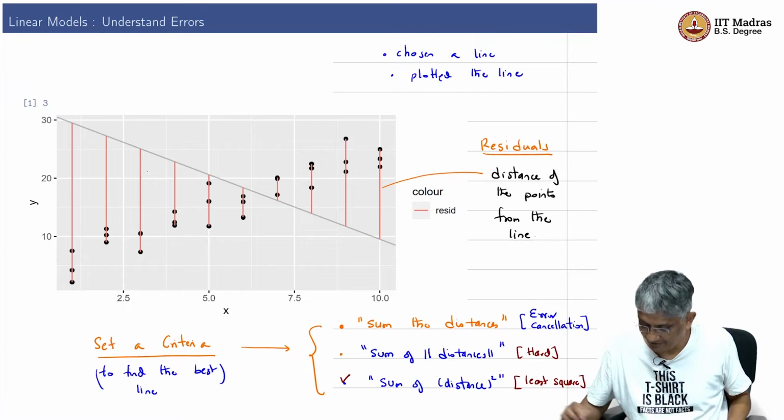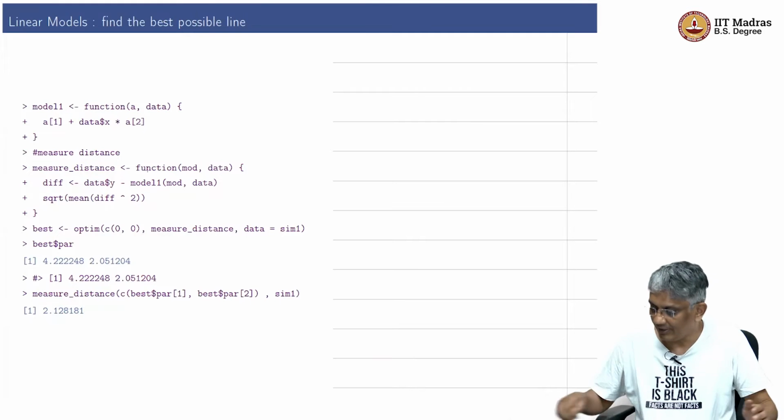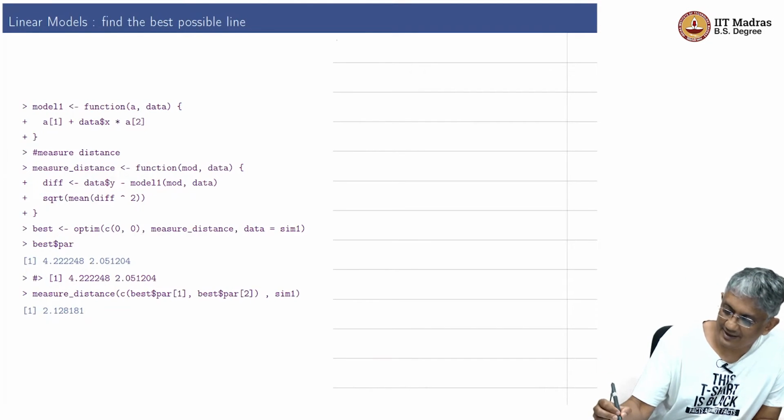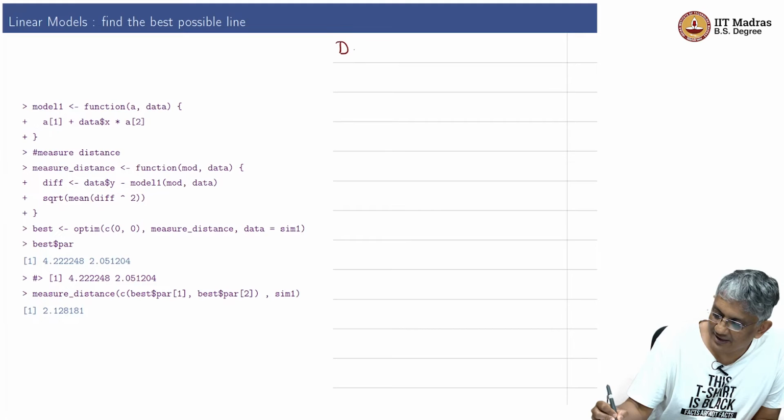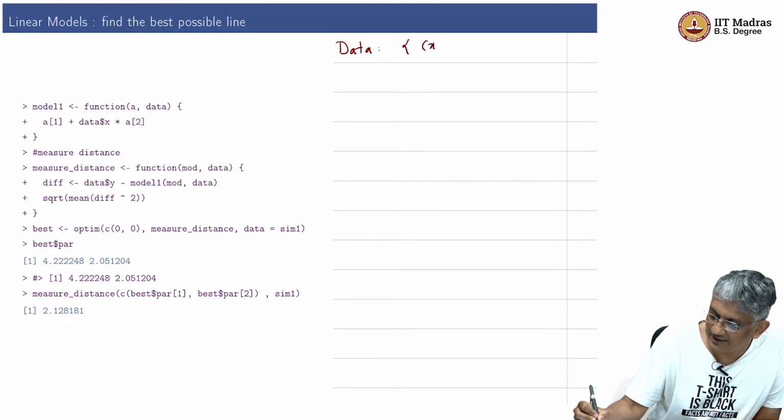Let's go to the PDF file. So here, let me discuss what all I'm going to do now. Okay, so here I have my data set. My data set is xi, yi, with 1 less than or equal to i, less than or equal to n. So this is the data set that I have, right?